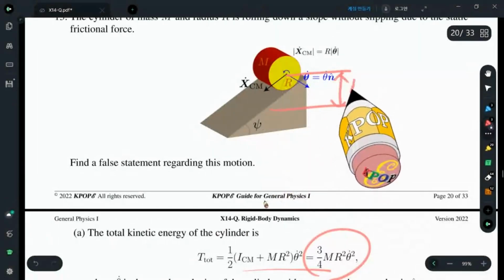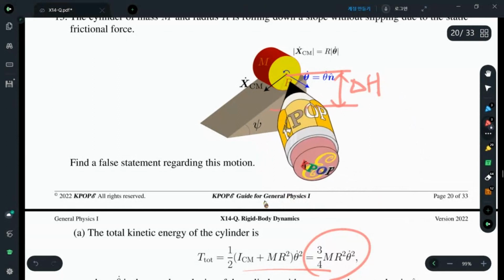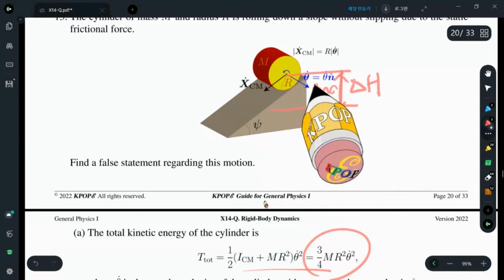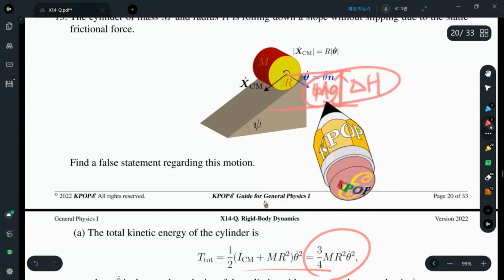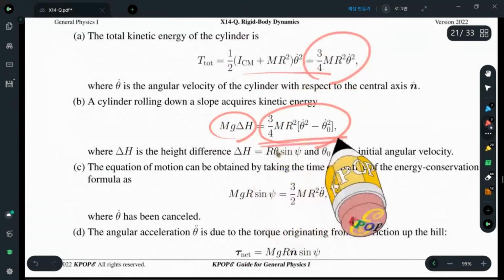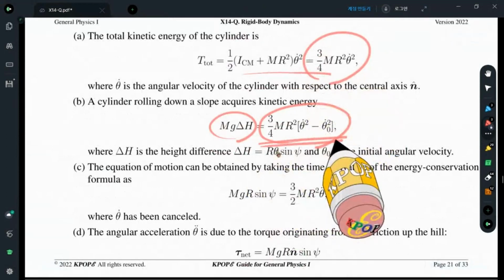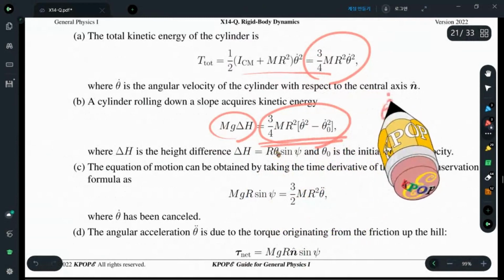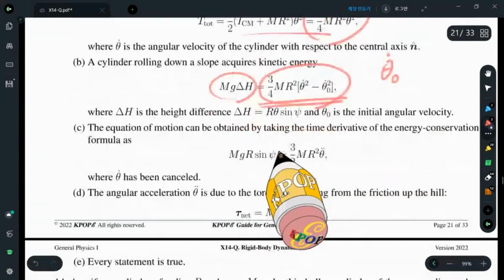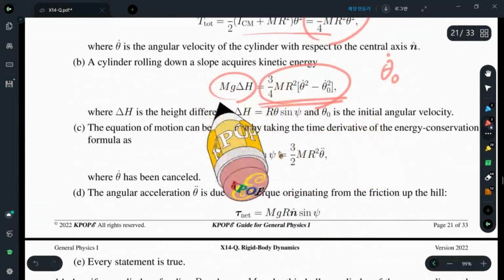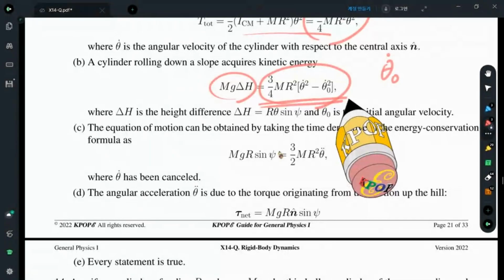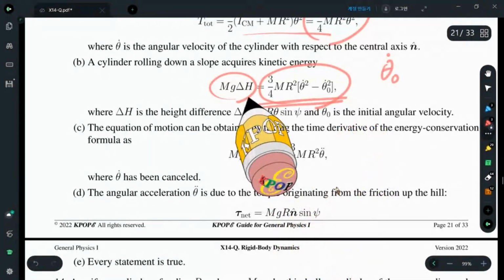If there is a height delta h, then this Mg delta h will be transformed into this kinetic energy change. This is the initial angular velocity, and this is the final angular velocity. This is just coming from the work-kinetic energy theorem.